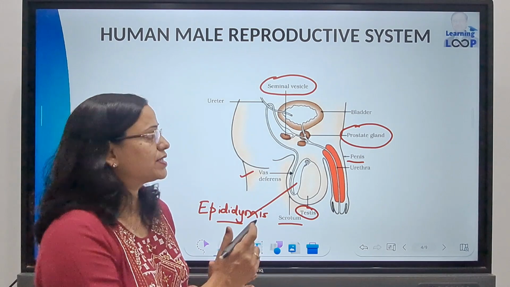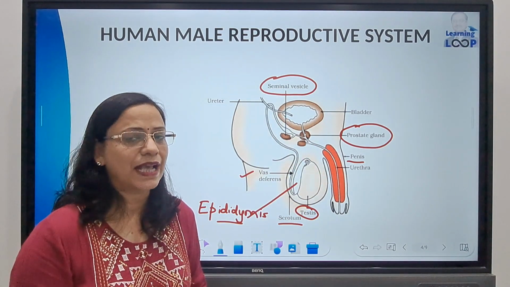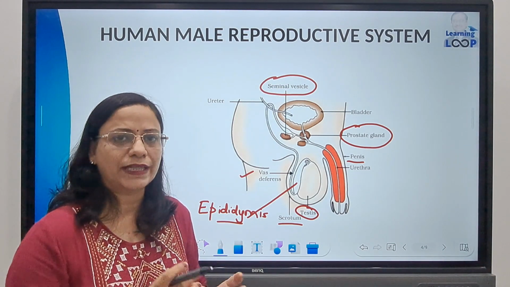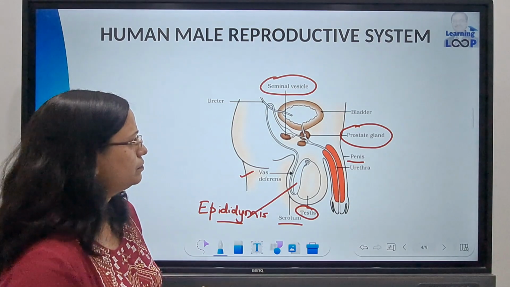So this liquid, which is added by the seminal vesicles and the prostate gland, helps to provide nourishment as well as adding mobility to the sperm so that they can travel up to the ova and fertilize it.